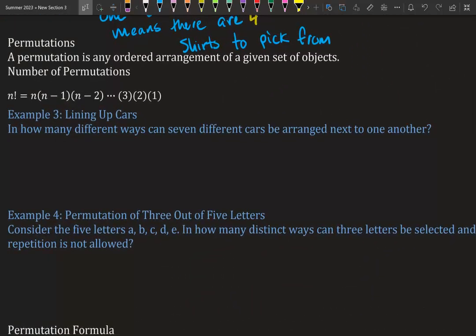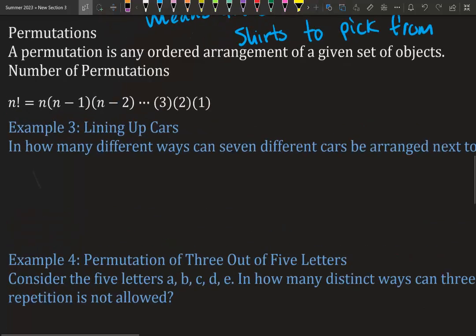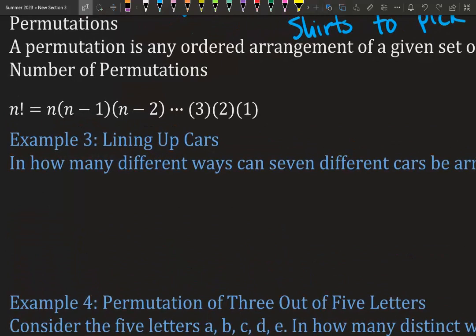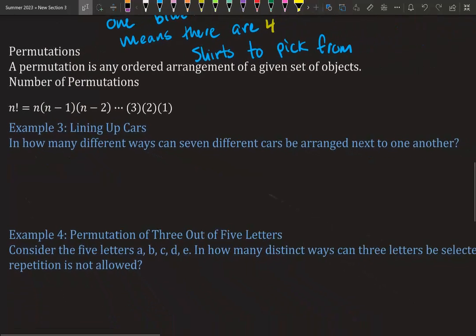Permutation. A permutation is an ordered arrangement of a given set of objects. So you might remember this symbol, n factorial, from Algebra 2 if you remember that in high school. So n factorial means n times n minus 1, times n minus 2, dot, dot, dot, 3, 2, 1. It's a formula, but you're going to see you don't even need the formula. You're going to know what to do with it when you see it. You'll see what I mean for example 3.